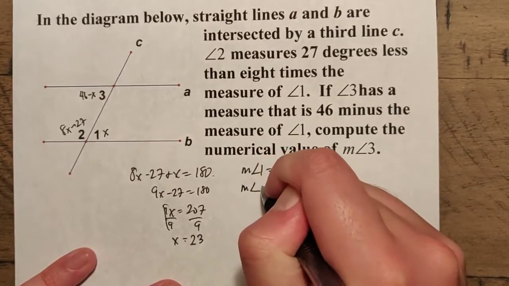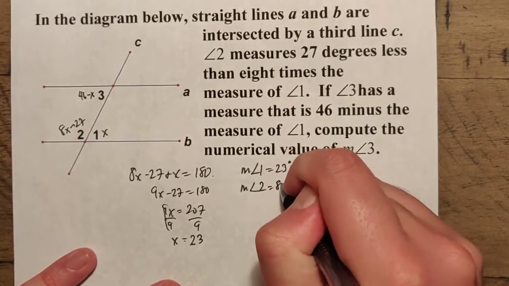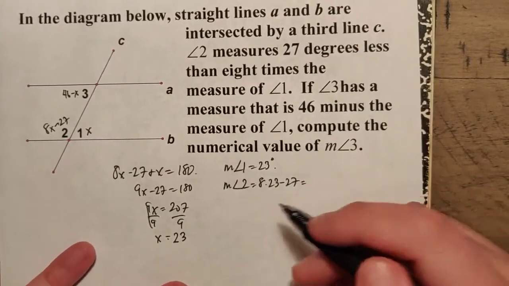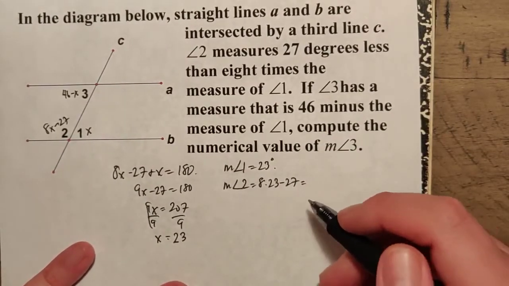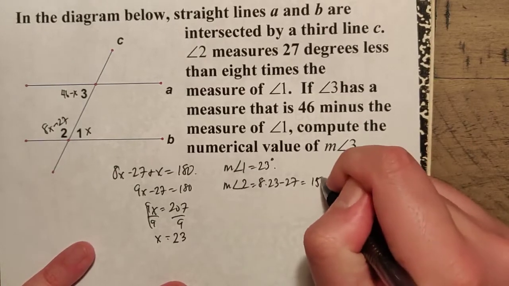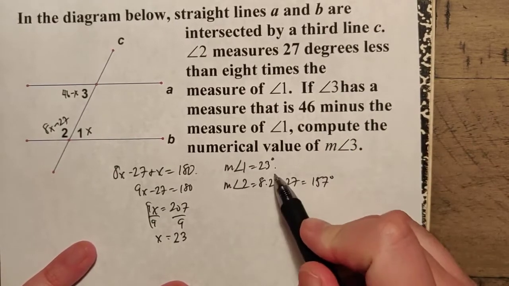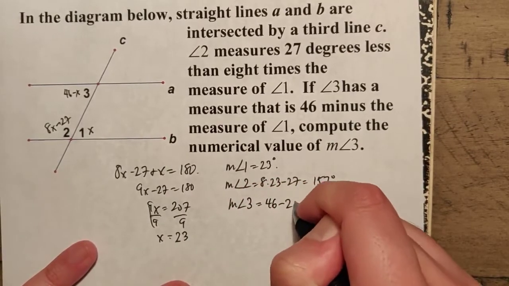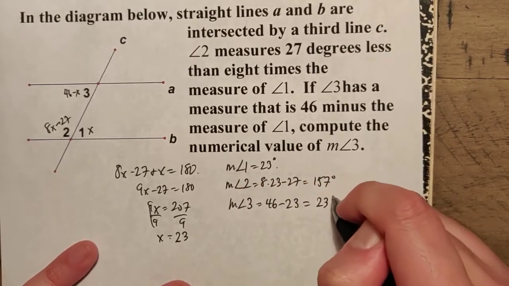The measure of angle 2, just to be on the safe side, is 8 times 23 minus 27. And hopefully that should work out, right? That's 160 plus 24 is 184, minus 27 is 157, which makes a lot of sense considering that this should be supplementary to that. And the measure of angle 3 here is going to be 46 minus 23, which is 23.